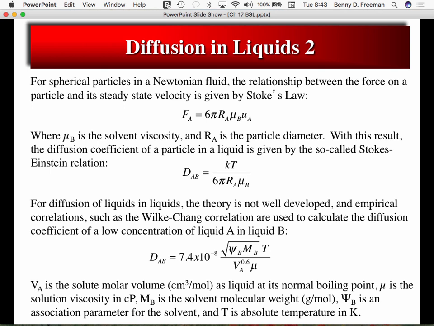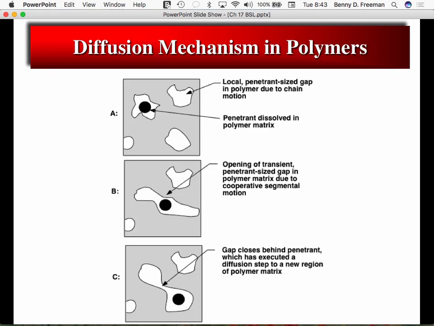But essentially, the diffusion coefficient of A in B depends on the viscosity of the mixture, the size of A, this is the molecular volume of A or molar volume of A, the molecular weight of B, and then a parameter psi, which is an association parameter, and it gives some indication of how much the components tend to associate with one another. So components like mixtures of hydrocarbons would have very low association parameters, and components that have strong hydrogen bonding like water and alcohol would have higher values. So this is a common first cut way to estimate diffusion coefficients of liquids in other liquids.